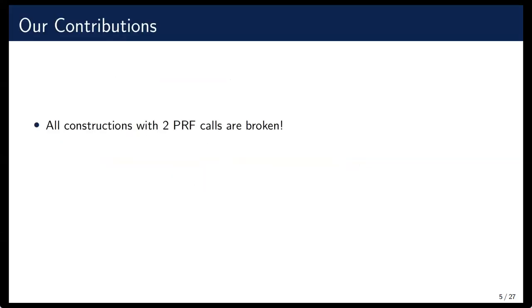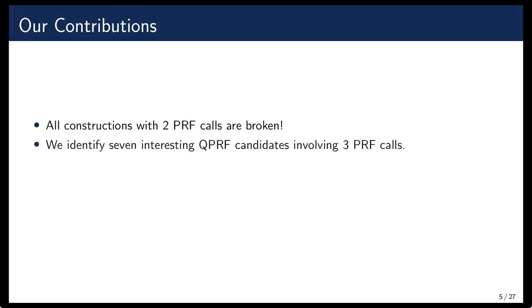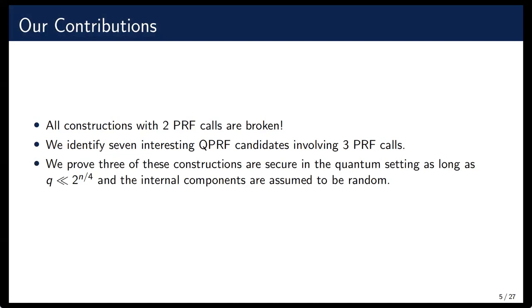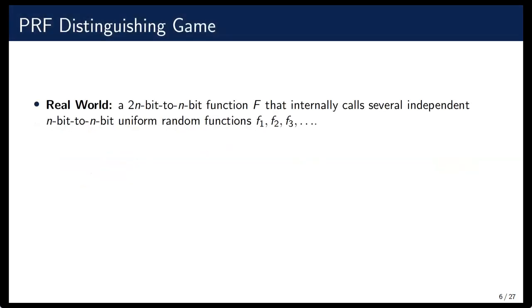So our contributions are the following. First, we show that all constructions, which we will define exactly what it means, with only two PRF internal calls are either classically or quantumly broken. Secondly, we identify seven interesting quantum PRF candidates involving three internal PRF calls, and we prove the security of three of them in the quantum setting, as long as the number of queries is less than 2^(n/4) and the internal component functions are assumed to be random. So, what is the distinguishing game in that setting?